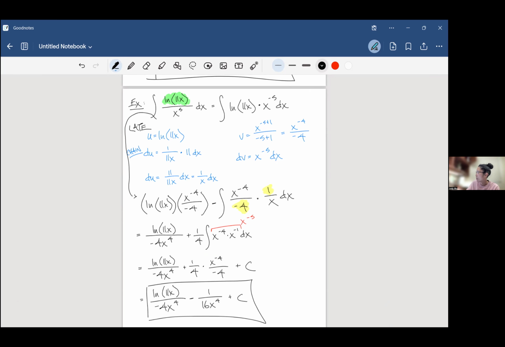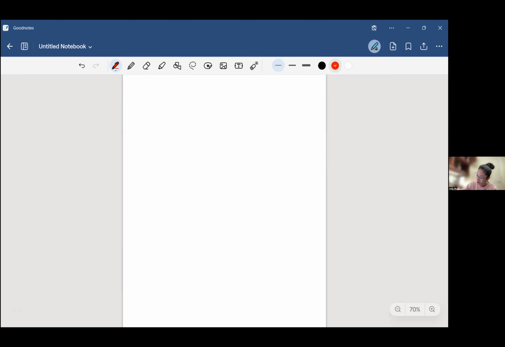Okay. So integration by parts. I also saw a lot of people wanting to do our improper integrals. So let's shift gears a little bit and try looking at some improper integrals. All right, we'll add a page.